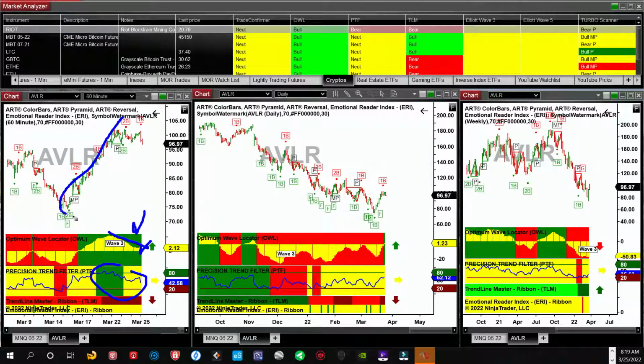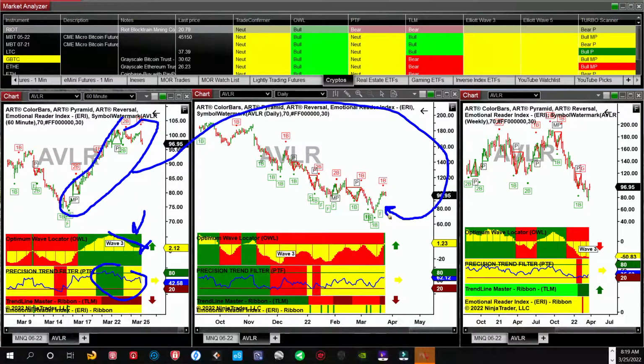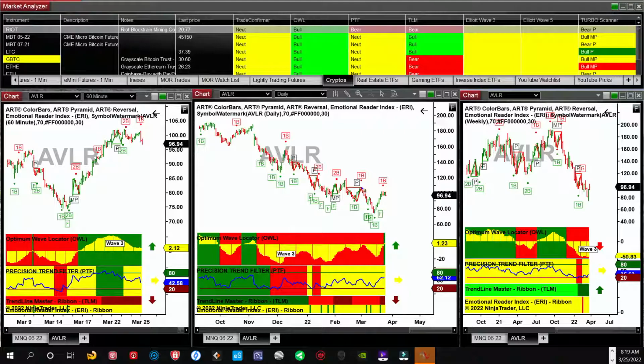So this move here represents this move here. You see that? It's like putting the daily chart under the microscope. So you have to be careful when you're looking at the 60-minute chart to also look at the longer time frames to see what that move represents in terms of the overall larger picture. So you're still technically short on the short-term chart. And here's your pyramid trading point stop.